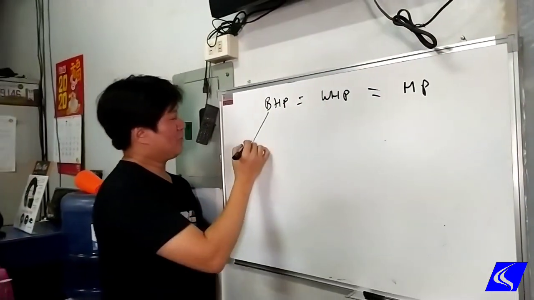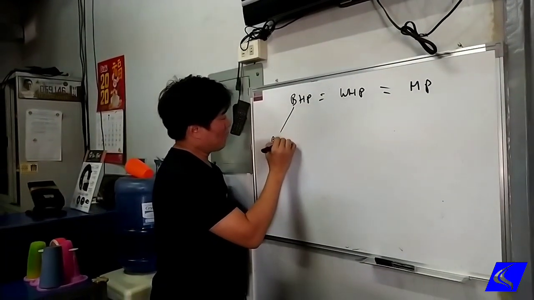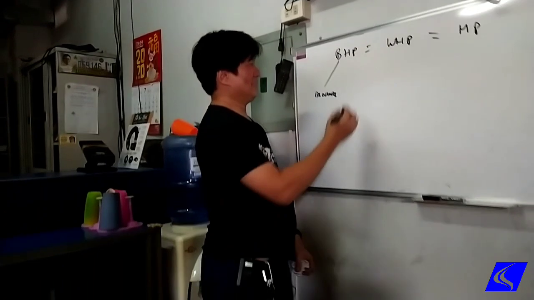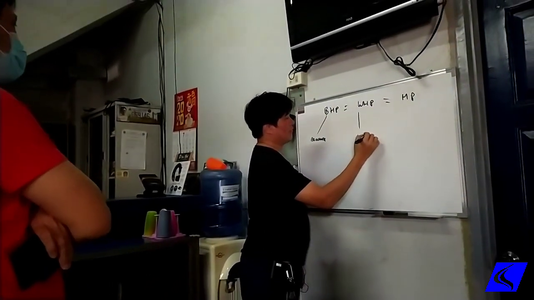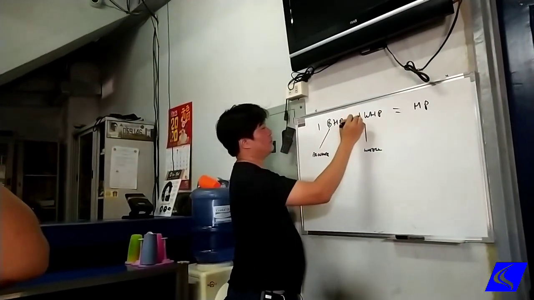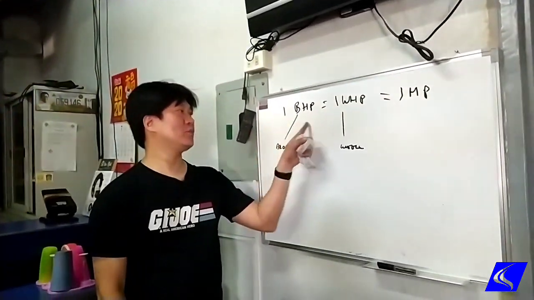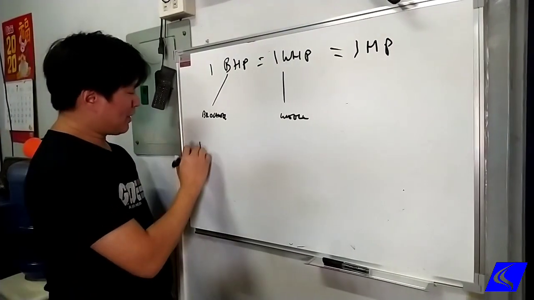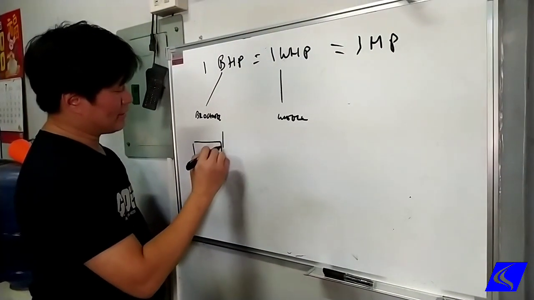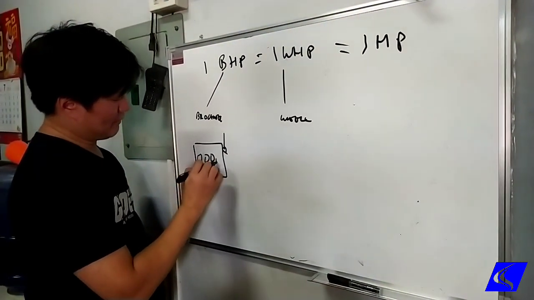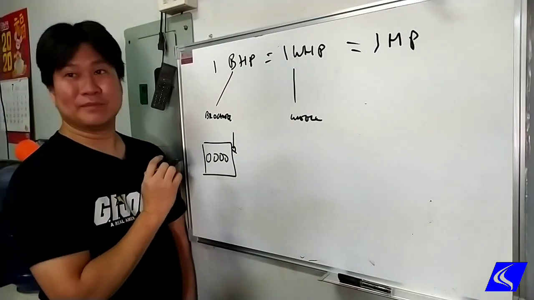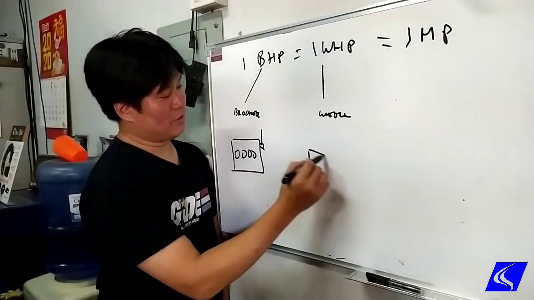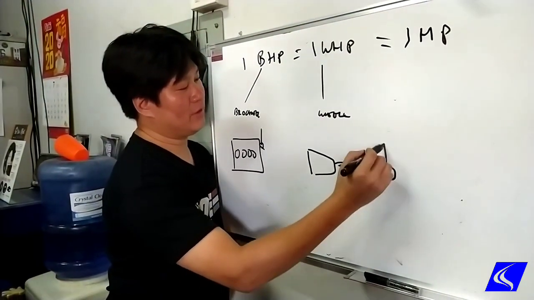Brake, I like to call this actually brochure. This is what the brochure says when you buy a car. Wheel is obviously at the wheel. The only difference is the point of measurement. Brake horsepower is measured at the crankshaft of the engine, so hindi pa siya dumadaan ng transmission. Wheel horsepower is with the transmission and then goes down to the wheels.